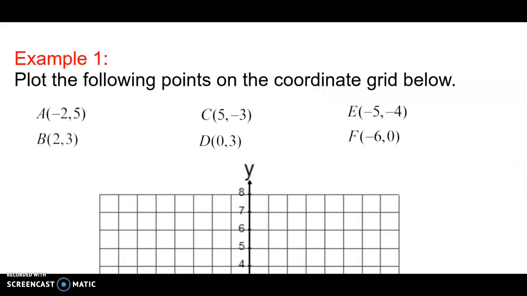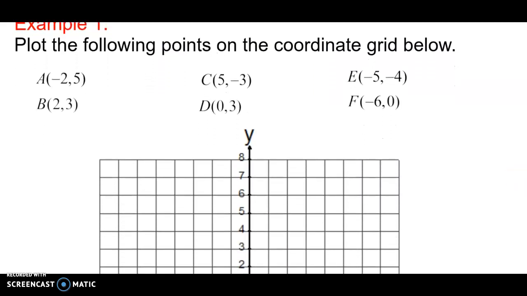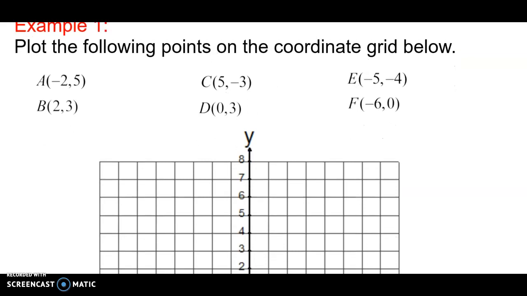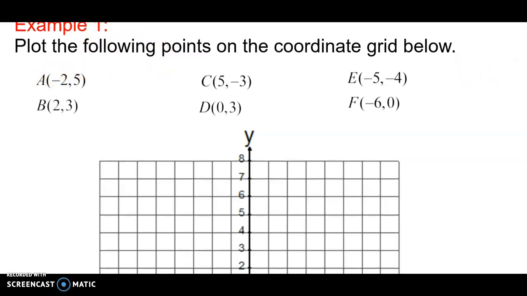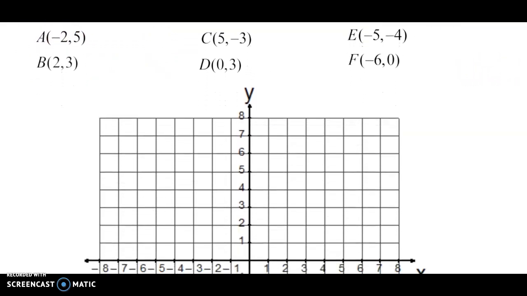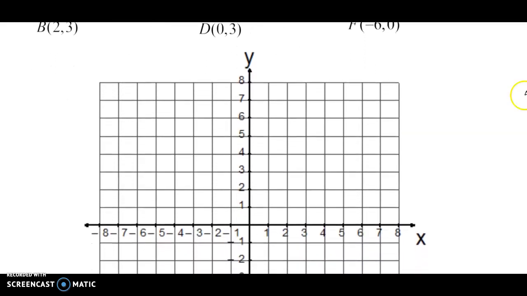So if we look at example 1, we have to plot these points on the grid below, and we'll label them. Notice that our points are all labeled with uppercase letters. So our first point is A, and the coordinates are -2, 5. So -2 tells me to start from the origin always, go left 2, and then up 5. Where we land is where we write our first point, point A.